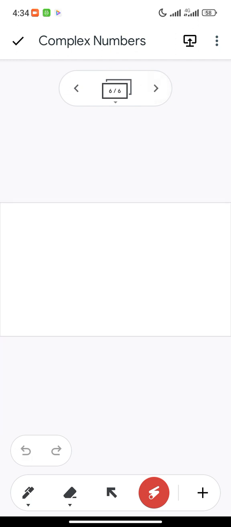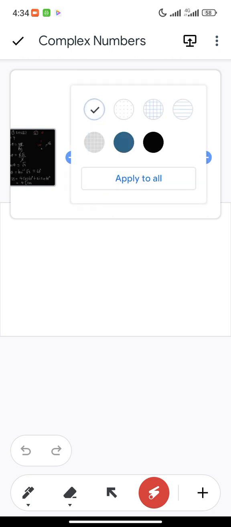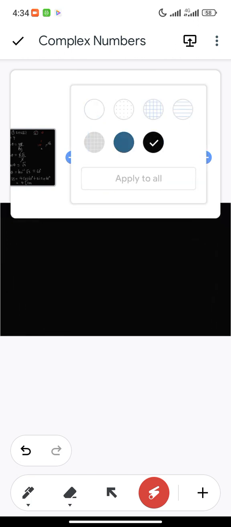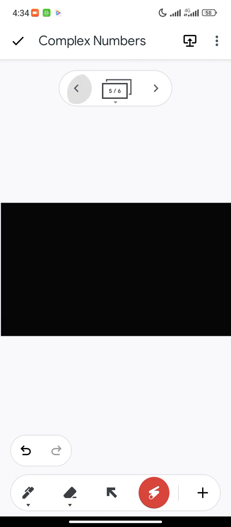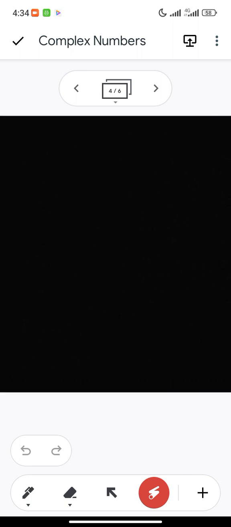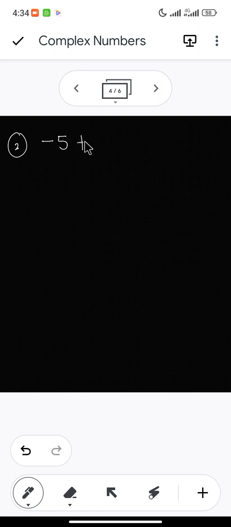So we go to example number 2. Example number 2 says we should look for the polar form of the complex number minus 5 plus 5i. So we repeat the same process. X is equal to negative 5. Y is equal to 5.